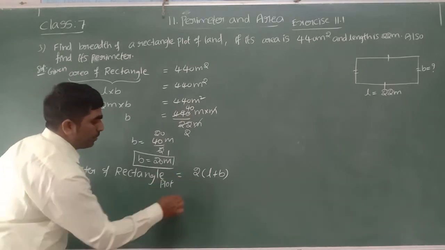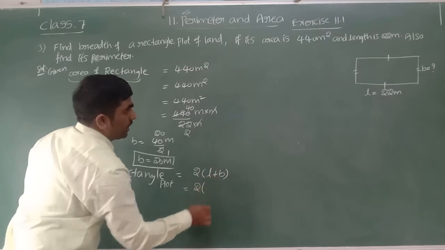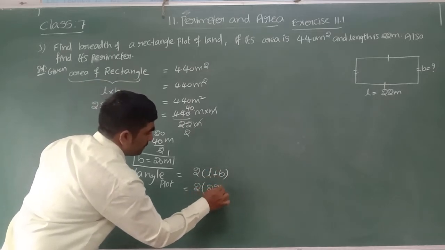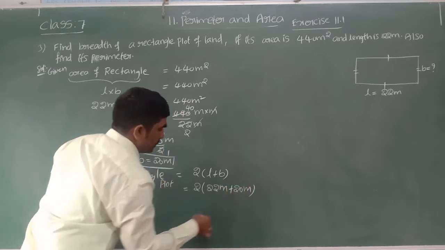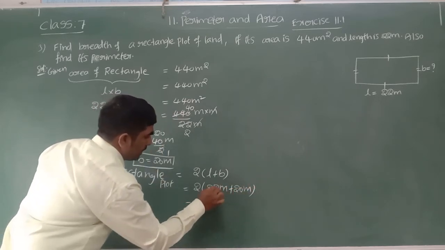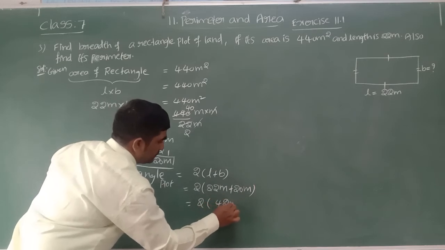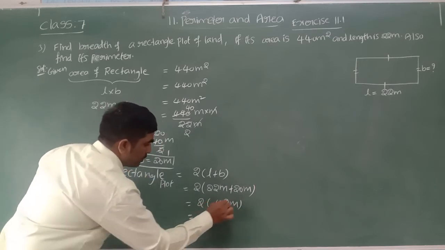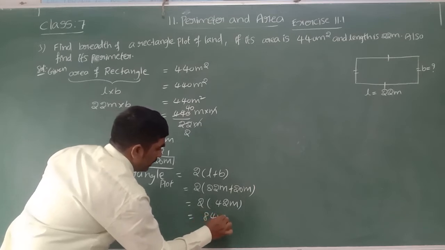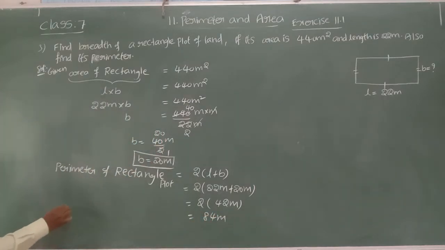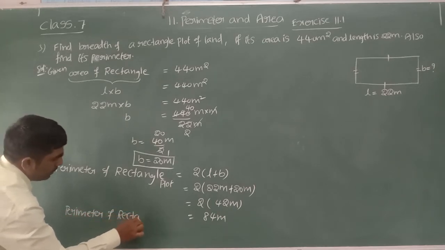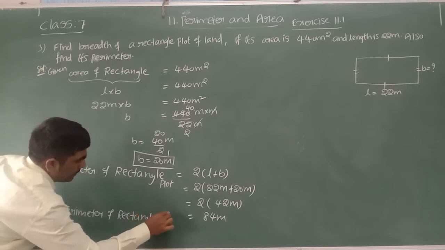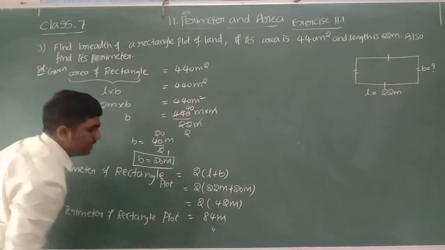Perimeter of rectangular plot is equal to 2 into the value of length, 22 meters, plus the breadth, 20 meters. So 2 into (22 plus 20), which gives 2 into 42 meters. Multiply both: 2 2s are 4, 2 4s are 8. 84 meters. This is the perimeter of the rectangular plot. So hope it is clear to all.